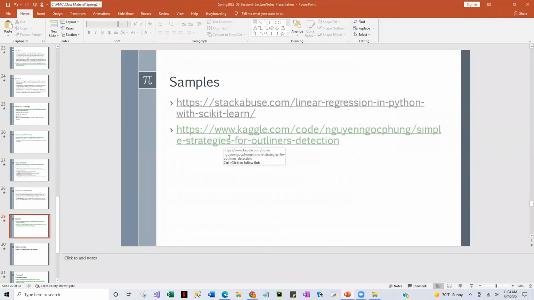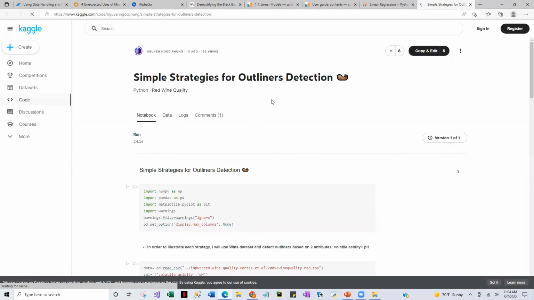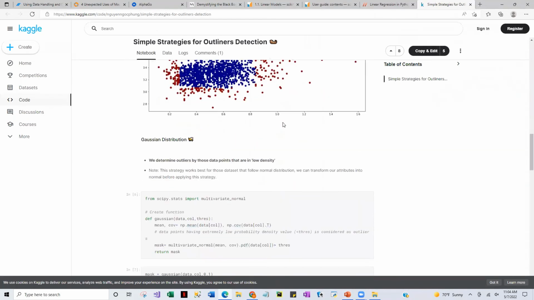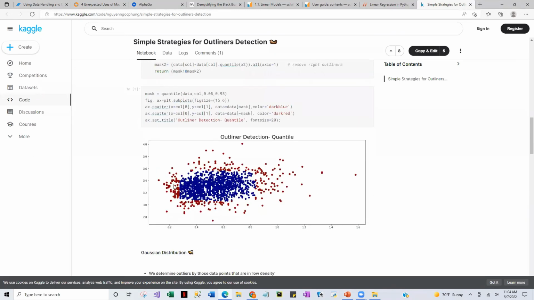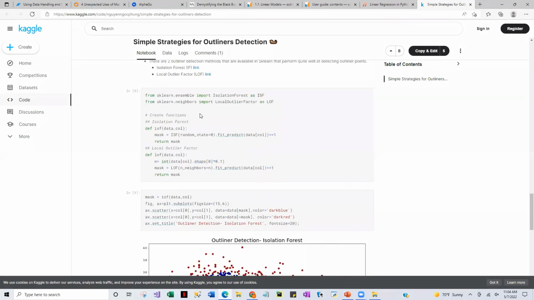The other set of code I want to show you is in Kaggle. This is a cool one. They are finding outliers using this code. This is another package that you can use for machine learning. See, sklearn, and they are using the isolation forest. This is the package they are using.